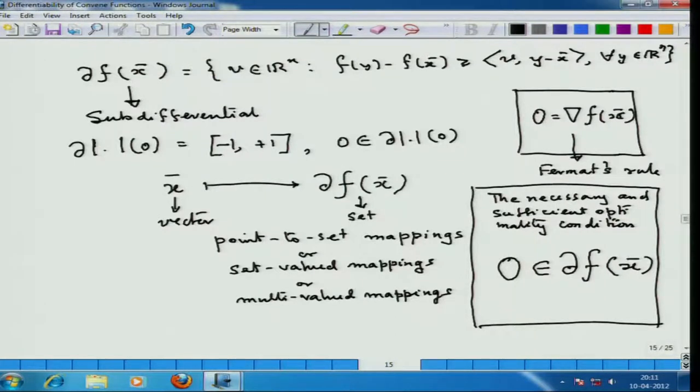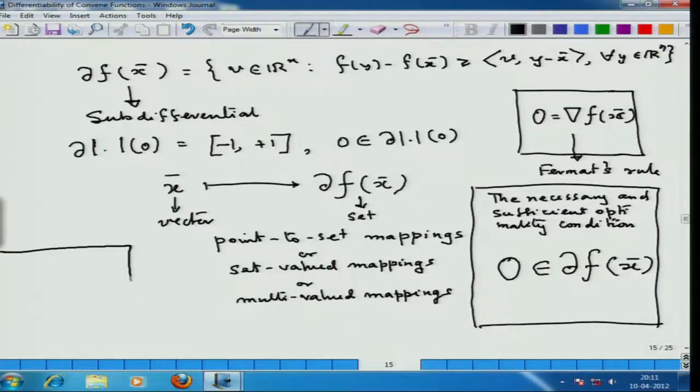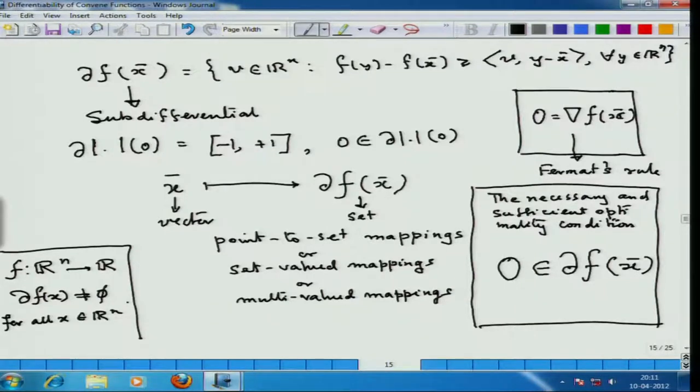Now, any mathematically sensible person would ask me, okay, you are talking about 0 belonging to a set, but what if such a set is empty? The important fact that comes to the fore is that when f is a convex function from Rn to R, then this is not equal to the empty set for all x in Rn. So, this non-emptiness is a very, very important part. So, all this makes sense. The whole of convex optimization, the optimality criteria, is actually nothing but trying to tell this in many, many ways.